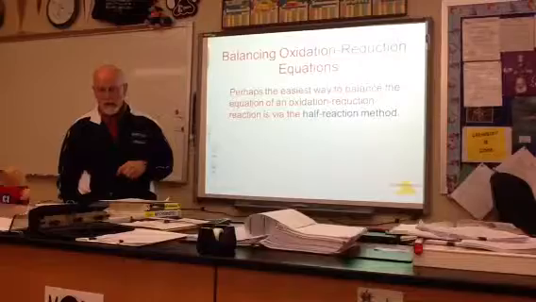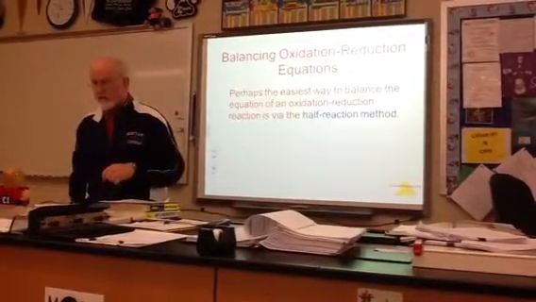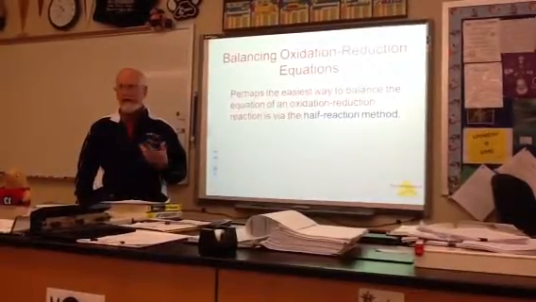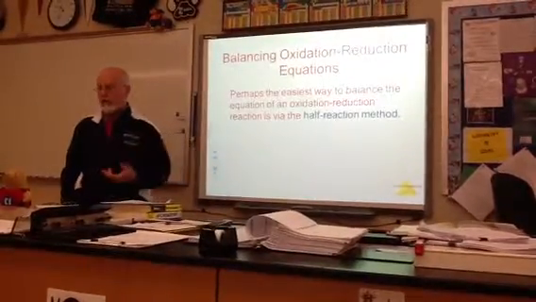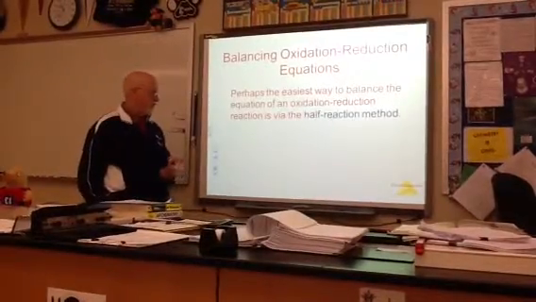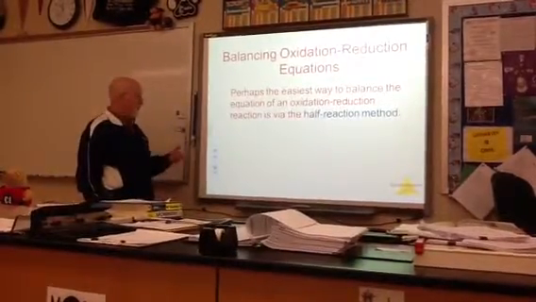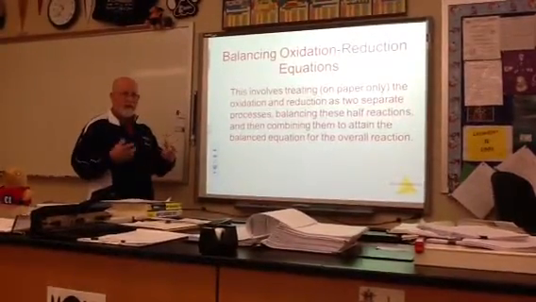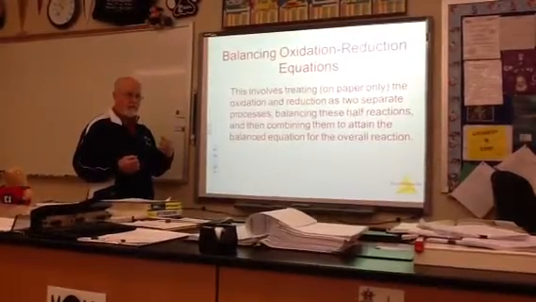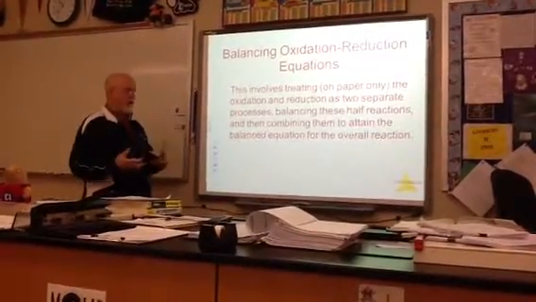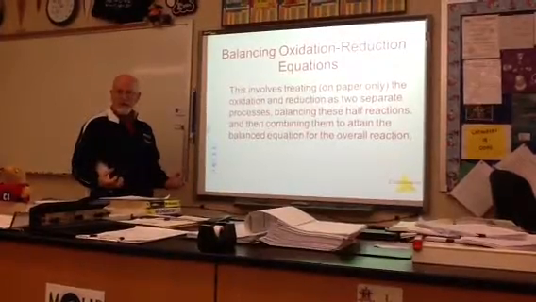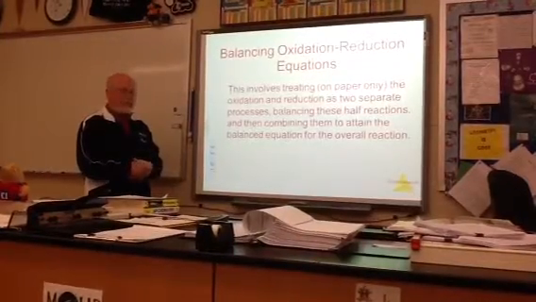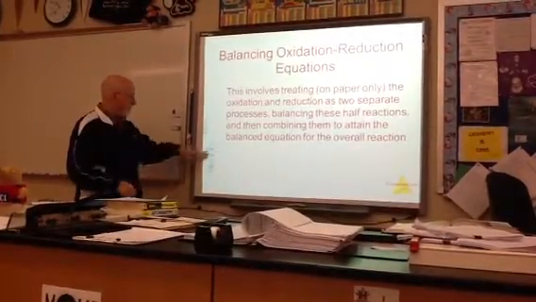Now, there are a couple of different ways you can balance redox equations. The one we're going to go through now is called the half reaction method. That's outlined on the handout that I gave you. I'm going to walk through a quick example here. In the half reaction method, you treat the oxidation reaction and the reduction reaction as half reactions, balance each of those, then add them together, and that gives you your total balanced equation for the overall reaction.